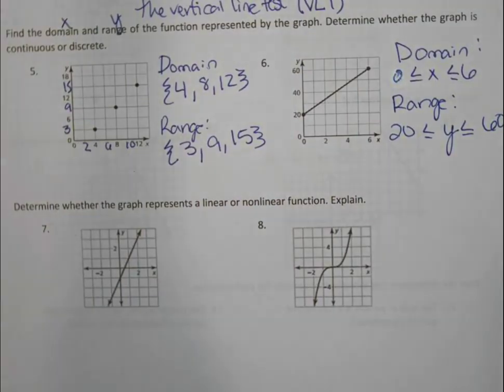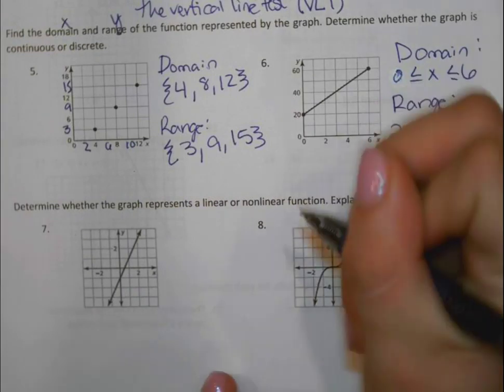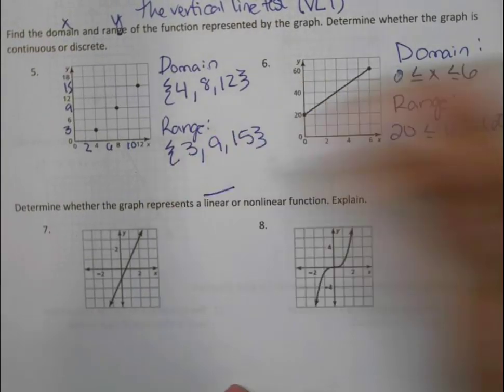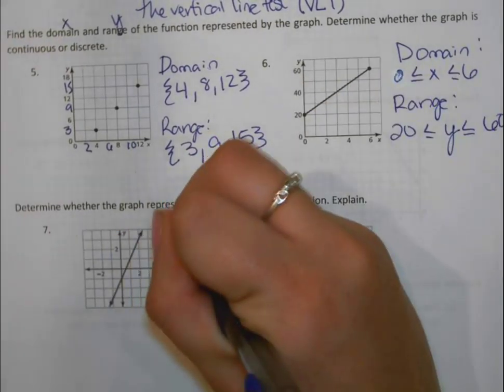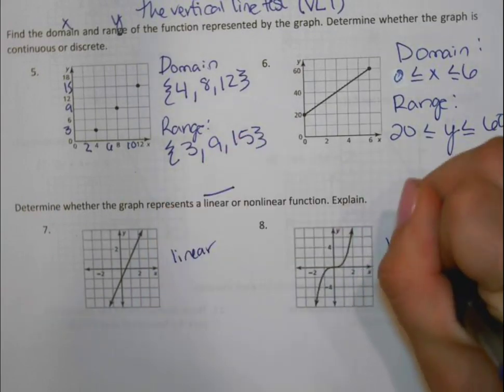Number 7 and 8 wants me to decide what a linear and nonlinear function is. Remember, linear means line. So 7 is linear, 8 is nonlinear.